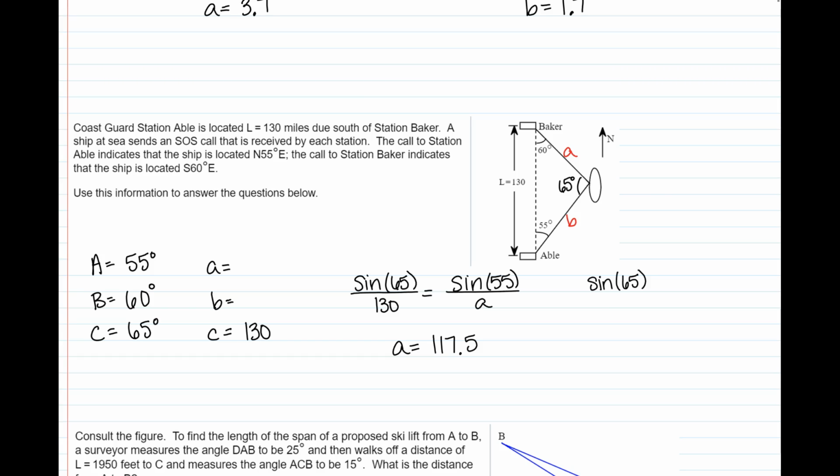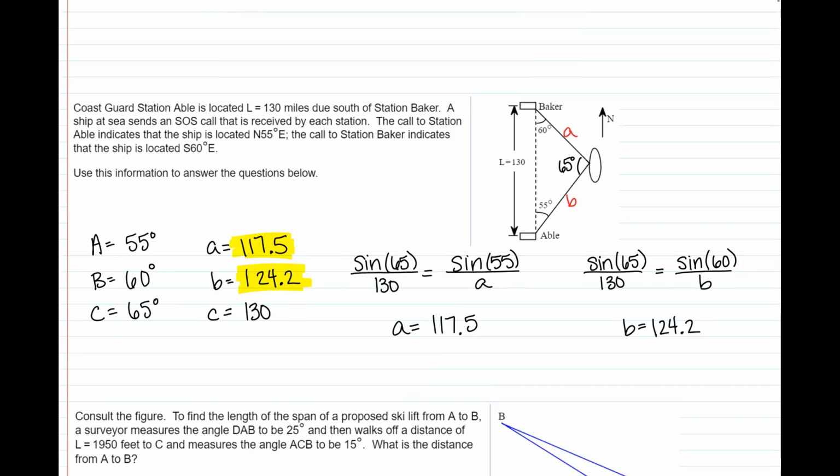Okay, I'm going to do the same thing. Sine of 65 divided by 130. Notice that I'm going back to that same original ratio. You don't necessarily have to, but again, if I made a mistake when I found side A, this is going to prevent me from using a bad answer and potentially making a mistake again. So I'm going to cross multiply and I'm going to divide, and I get 124.2 for side B. So 117.5, 124.2. So I have found both side A and side B.